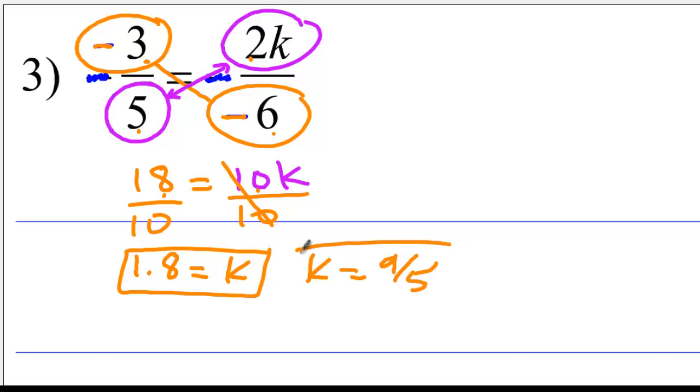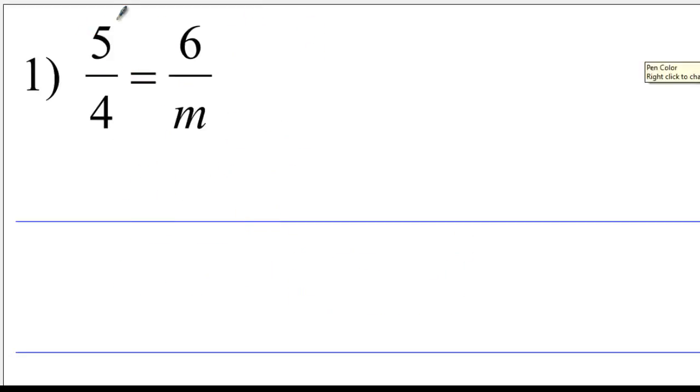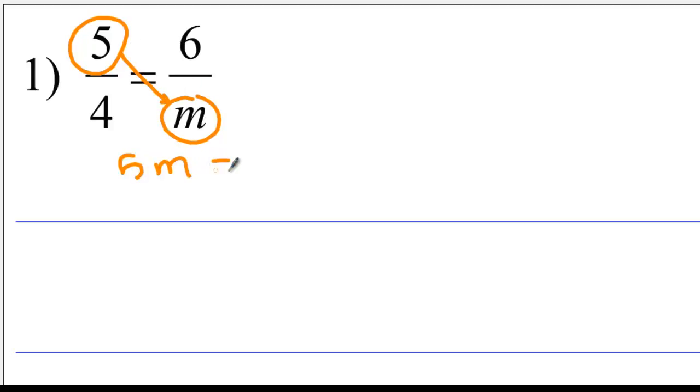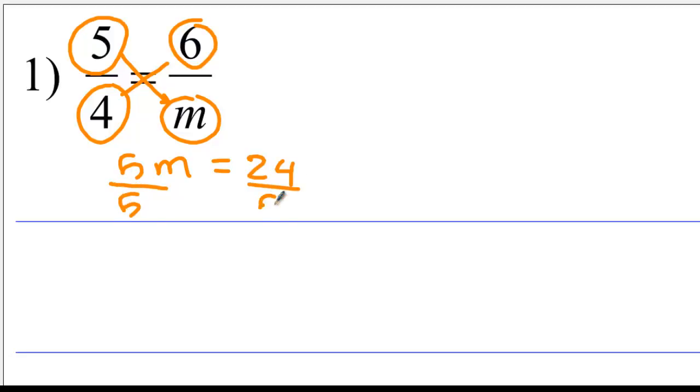Your answer could be a decimal or a fraction, it doesn't matter to me. What you do is you take the numerator and multiply by the denominator. So 5 times m is 5m equals this times the other one. That's 4 times 6 is 24. Then last step you divide by 5. So m equals 24 over 5.